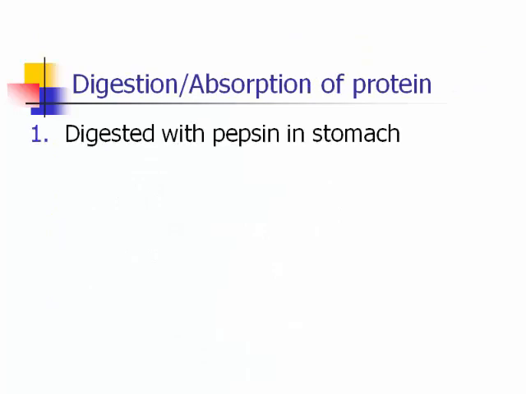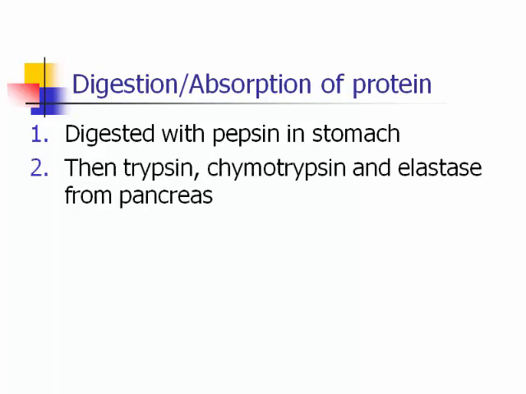Next, the digestion and absorption of protein. Of course, in the mouth, nothing. But we swallow, goes to the stomach, and that's where we start all the pepsin action. Then we get to the small intestine, and we get trypsin, which I told you about. Another one is called chymotrypsin, and another one is called elastase. You need to know these 3. Trypsin, chymotrypsin, and elastase. These are from the pancreas, and they're going to start digesting the proteins even more.